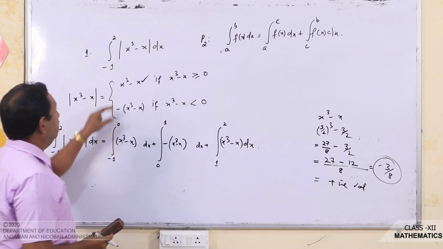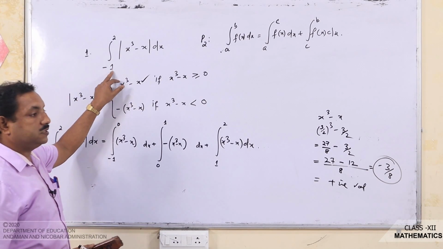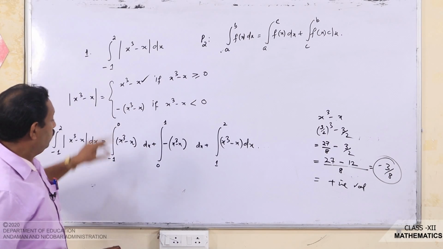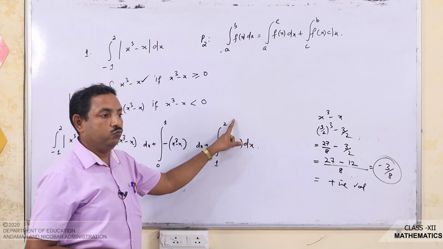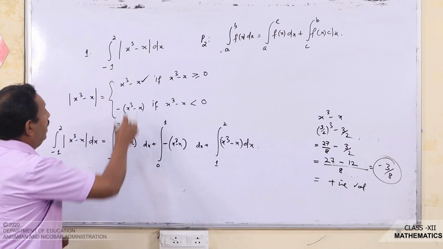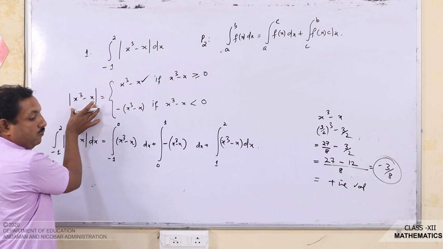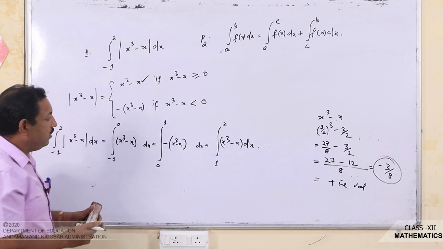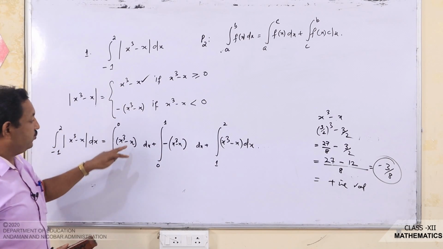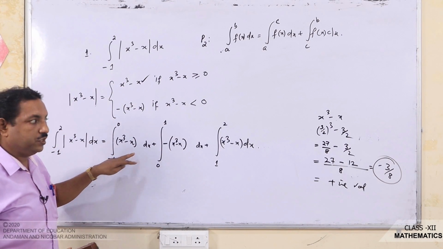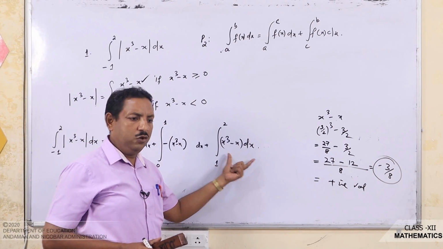So, look here, for this function I have made sub intervals from minus 1 to 0, then 0 to 1 and from 1 to 2, and then I choose the functions from the definition of mod function, that is x cube minus x. Wherever it is negative, I put the negative function, and wherever it is positive, I take the positive function. Now, this is the simple integration that you know very well.